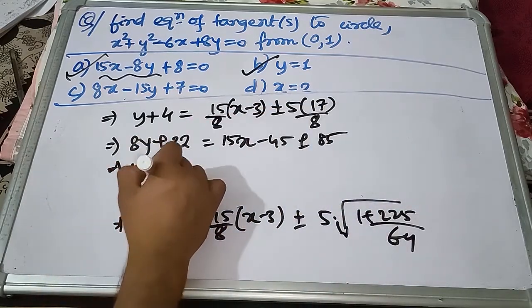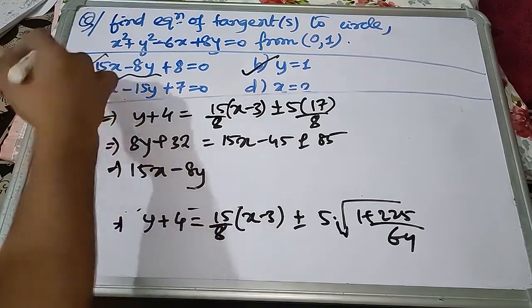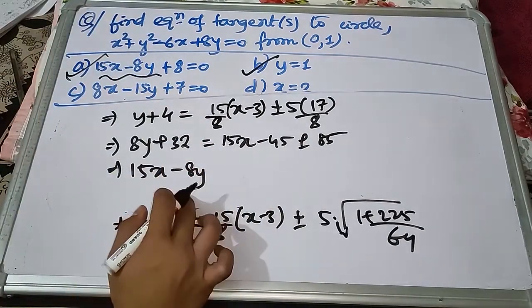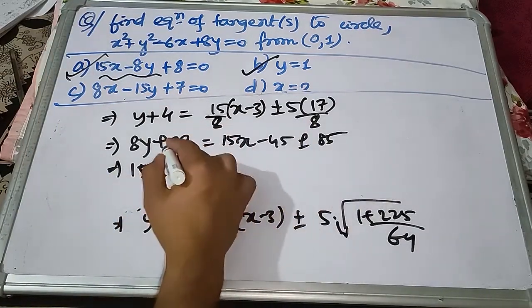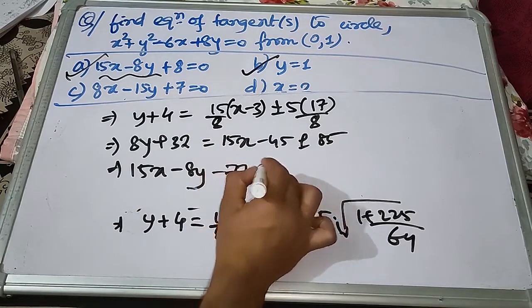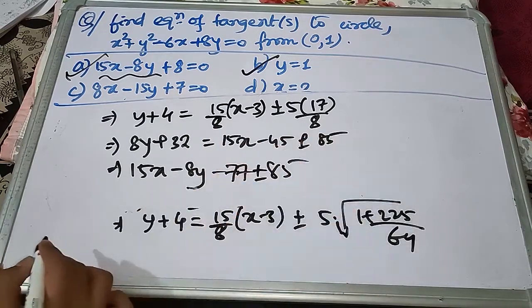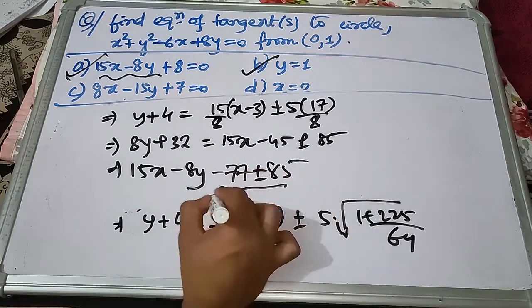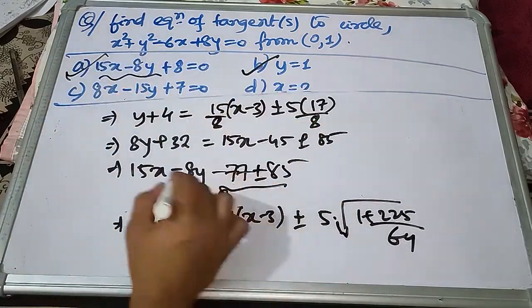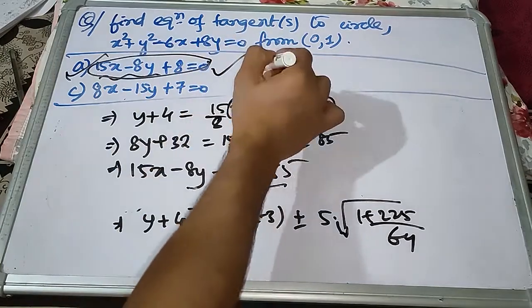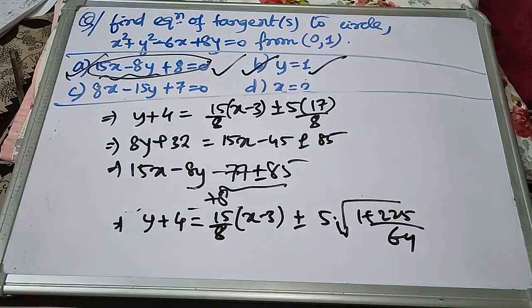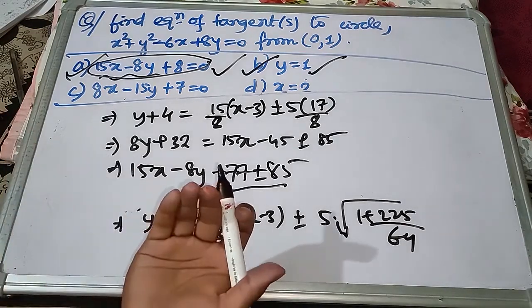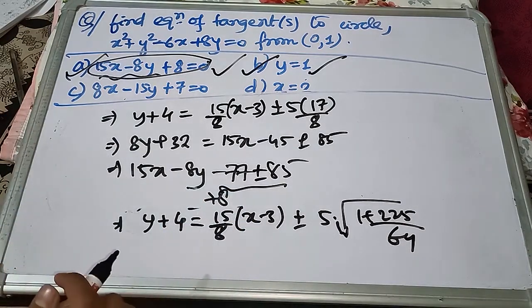So this becomes 15x minus 8y. By seeing this only, we have identified the correct option, 15x minus 8y. Now if you bring this over here, this becomes minus 77 plus minus 85. If you consider the option with plus 85, this becomes plus 8. So 15x minus 8y plus 8 equals 0. This is the one. So this is the algorithm you need to follow when you are finding the equation of tangent from an external point. I hope this was clear to you.